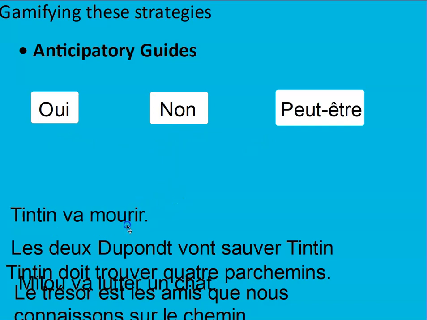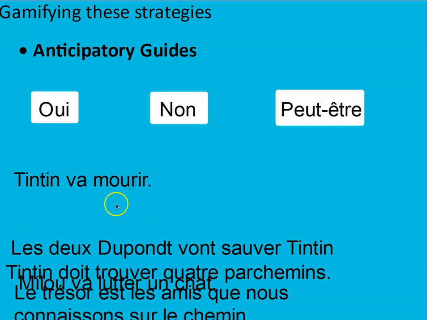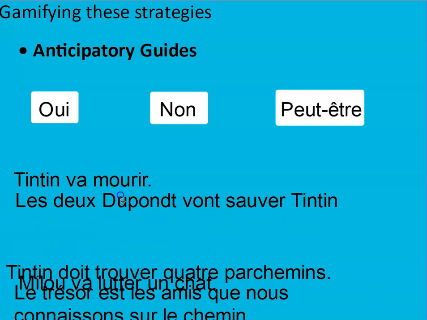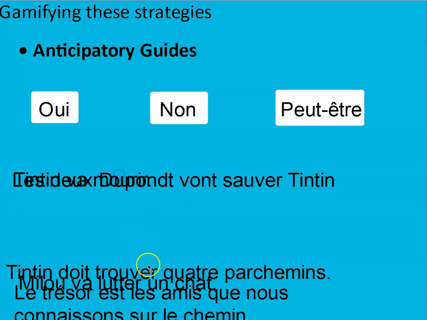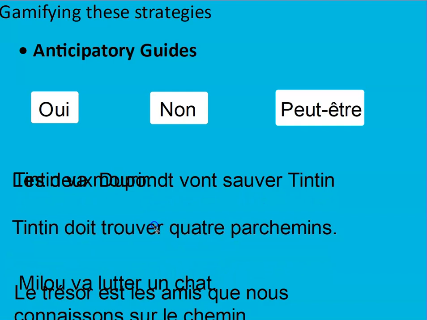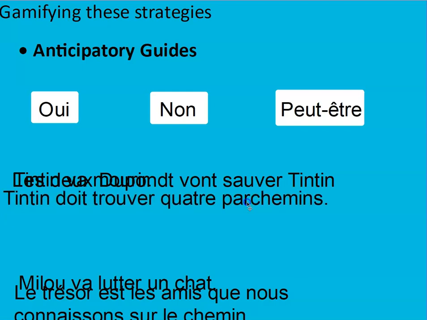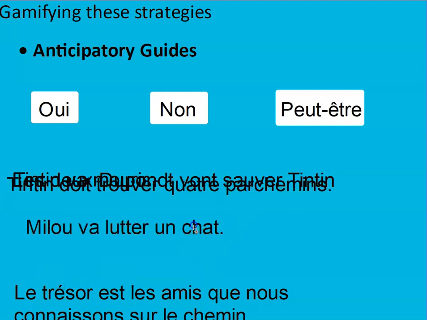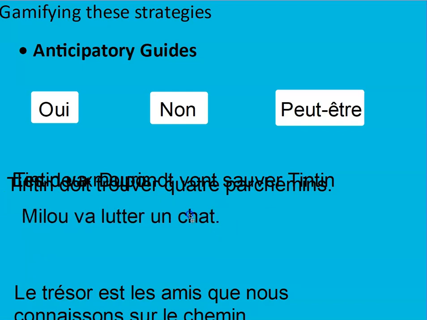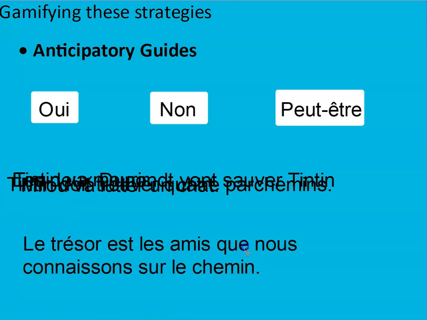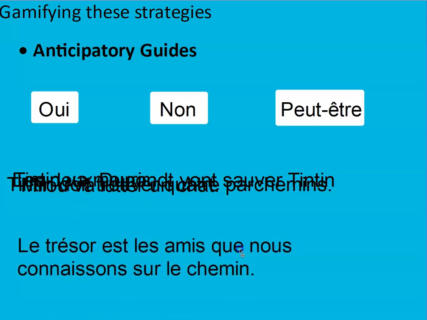So I had these, like, Tonton's gonna die, so they got to vote on that, of course. The 2 Dupont, the 2 detectives are gonna save Tonton, so a lot of them didn't predict that correctly, which was great. Tonton has to find 4 treasure maps, and at this point, the students were getting pretty good at knowing that there were 3, so that was fine. Milou, the dog, is going to fight a cat. Oh, everyone thought Milou was going to fight a cat. No, Milou doesn't fight a cat. And then this one, this cracked them up. It took them a while to, they read it and then they were just laughing. But that was, the treasure is the friends that we met along the way.